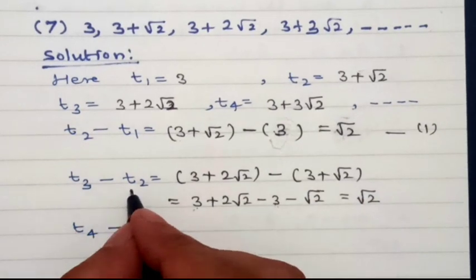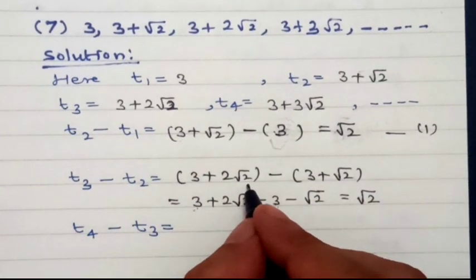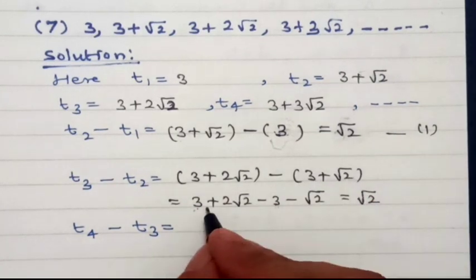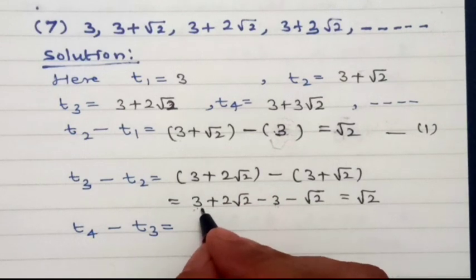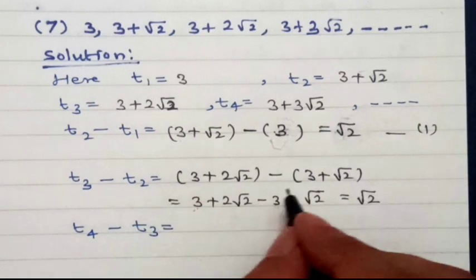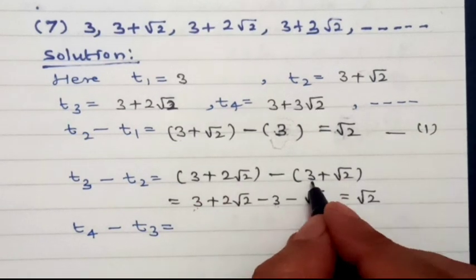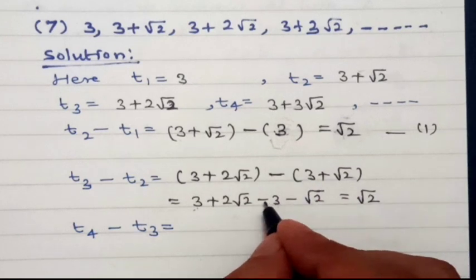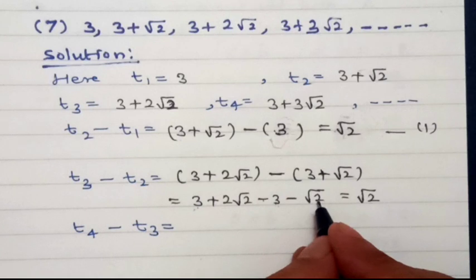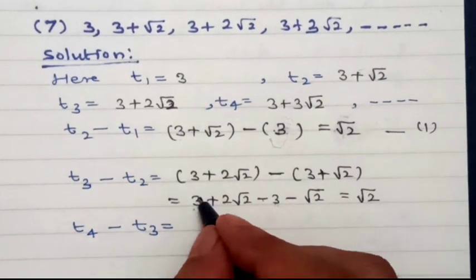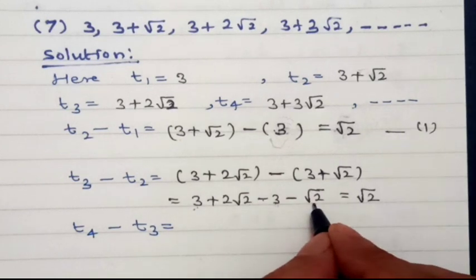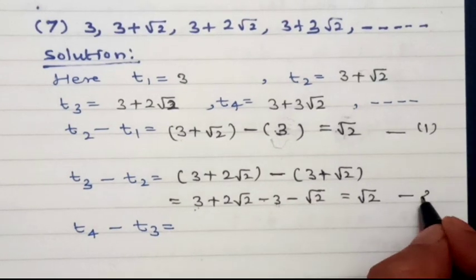Now t3 minus t2. t3 is 3 plus 2 root 2 minus t2 is 3 plus root 2. Open the bracket. It will be as it is, 3 plus 2 root 2, because there is no sign, that is plus sign. Since it is minus, you will change the sign. So plus becomes minus, and this again plus becomes minus. So minus 3 and minus root 2. Minus 3 cancels with plus 3, and you get 2 root 2 minus root 2. That is root 2, second.